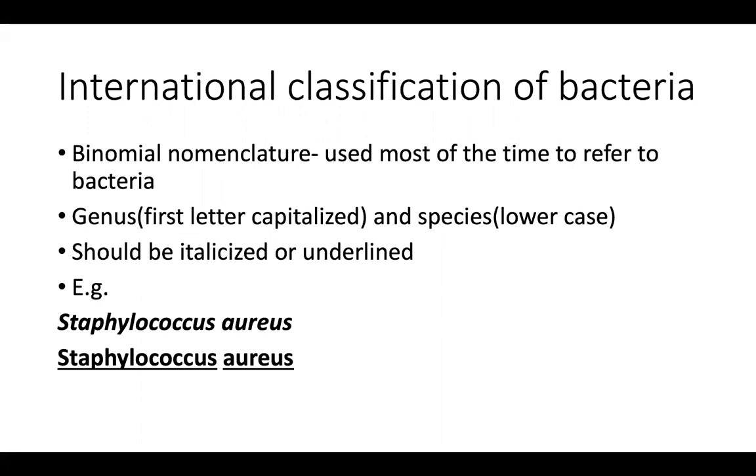So there's the international classification of bacteria. We also refer to it as binomial nomenclature. This is universal even for other organisms. So this is what we use most of the time, all of the time, to refer to bacteria. You already know this from basic biology, that we have the genus, which is the first part of the scientific name of an organism. And you have the second part, which is a species.